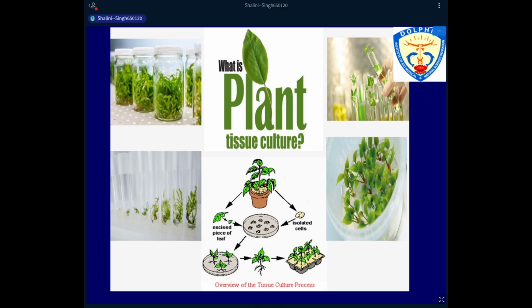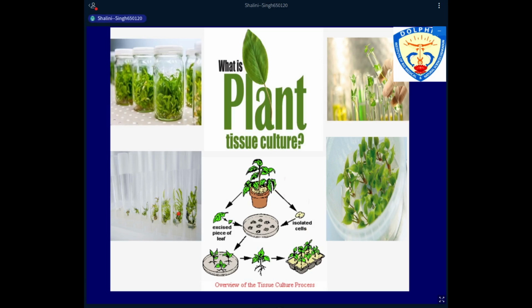So first thing, what is plant tissue culture? Plant tissue culture is a technique in which we can grow a plant in lab conditions. When we are doing any technique in lab condition, that is known as in vitro technique or in artificial techniques. So here, as you can see, these plants are growing in a flask, or you can grow them in a test tube also, or you can grow them on a petri plate also.